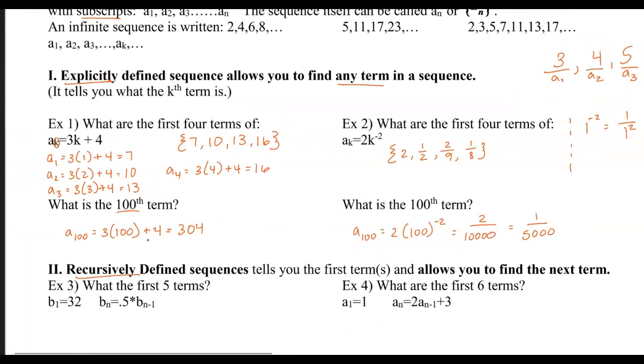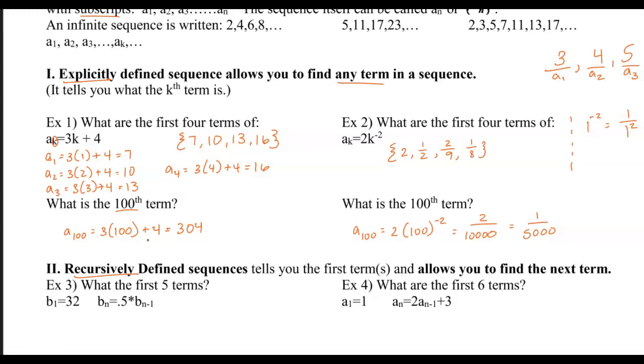Any questions so far on looking at explicitly defined sequences?